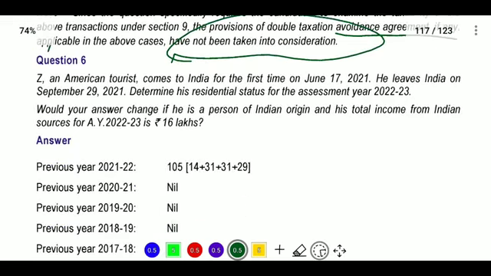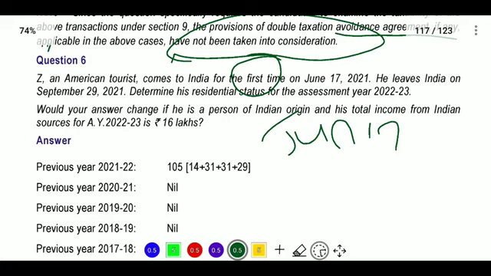Next, question number 6. What is there in question number 6? Jed, an American tourist, comes to India for the first time. First time means he was not there in India in the last year. He came on June 17, 2017, and how many days did he stay in India? He leaves India on September 29th. So up to September 29 he stayed in India.